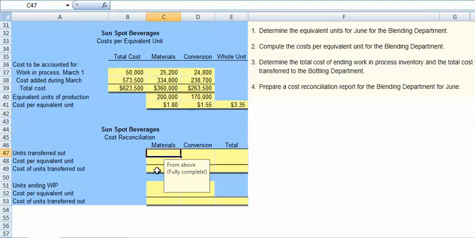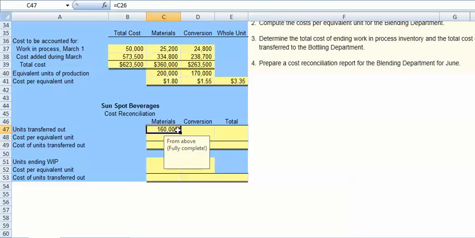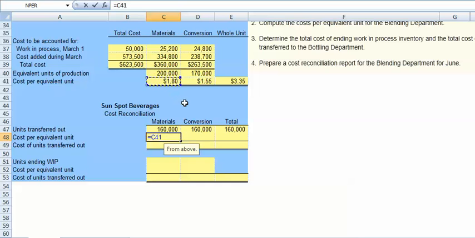All right, let's do our cost reconciliation. We need to first pick up the units. 160 were transferred out, and that's going to be the case for both materials and conversion costs because they were fully completed. I'll just drag that on across for total. Just pick those up. There we go. Cost per equivalent unit. Straight from above, we've got the 180 for direct materials. For conversion cost, 155, and in total, 335.